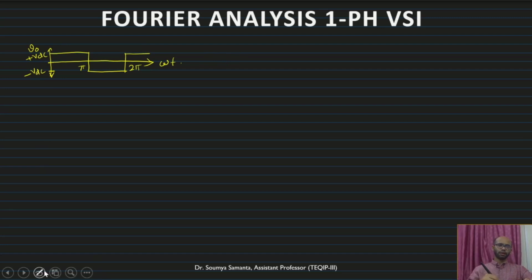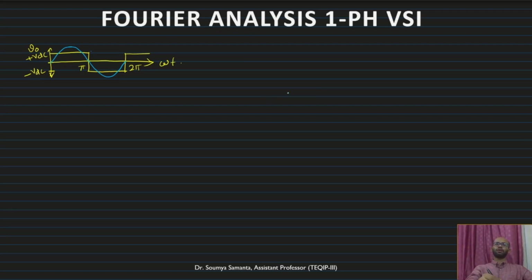Now the fundamental sinusoid that we can get is this one. This is around 1.28 of VDC, about 28% more. This is the fundamental value, the fundamental sine wave we get. In addition to that, we get various other harmonics. Now how do we know this information? We can get this information by using Fourier analysis.